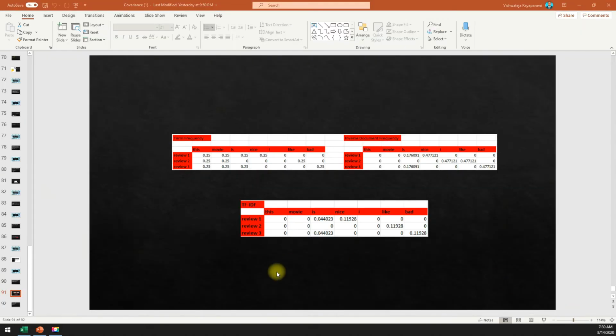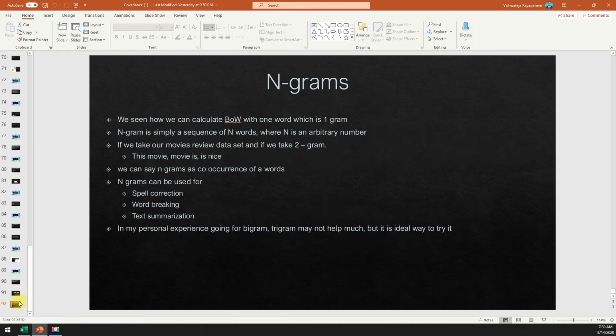The other very important thing which I want to discuss is about n-grams. I was supposed to discuss this in bag of words, but somehow I missed it. So n-grams is very important. When we calculate bag of words or TF-IDF with one word, then it is called 1 gram. N-gram is simply a sequence of n number of words. When you say n equal to 1, it's a sequence of 1 word. When you say n equal to 2, it's a sequence of 2 words, where n is an arbitrary number. You can choose any number you want.